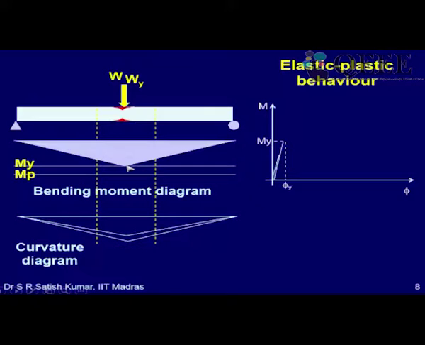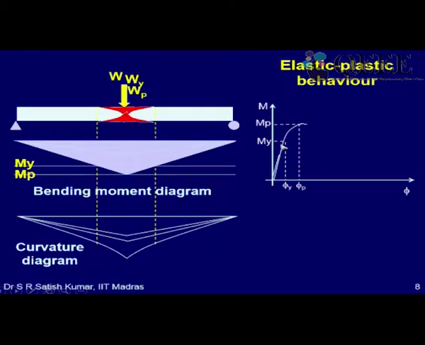The only thing that will happen is that beyond this point your elastic analysis is not valid. So the deflection you calculate will not be valid. The bending moment will still be valid because it is based on the equilibrium condition. It has nothing to do with the material property, so it will remain WL/4. Now I call this load Wy, corresponding to the midsection reaching My. So the bending moment here will be Wy into L/4, nothing different, and the curvature remains like that.